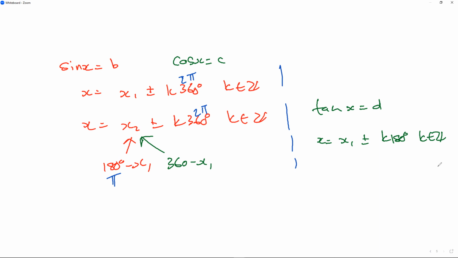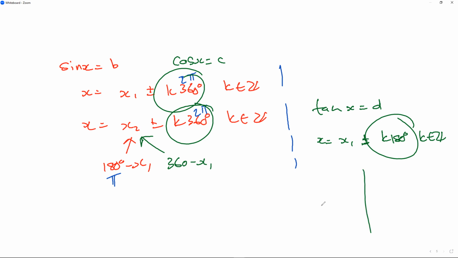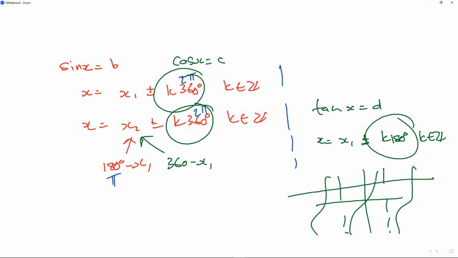So the only difference here is that we're adding factors of 180 versus 360, and it's going plus and minus because you can go back and forth. If that first solution is there, the second solution will be lying approximately 180 to the left, the next one 180 to the right, and factors of 180. So k is an integer. So that's for general solutions.